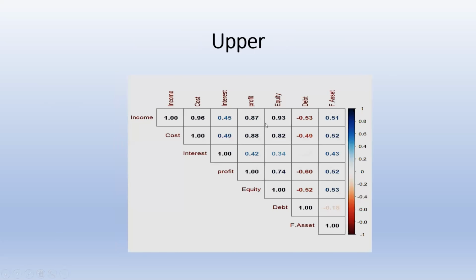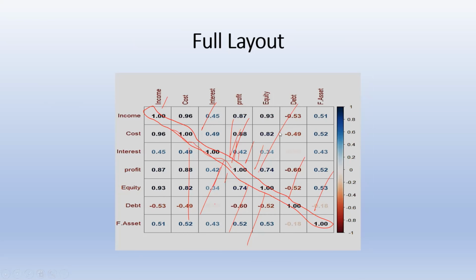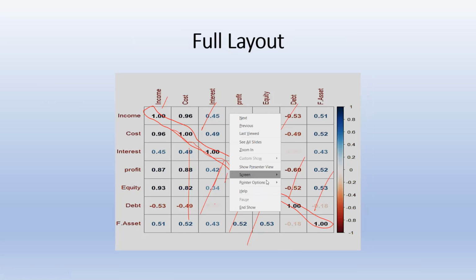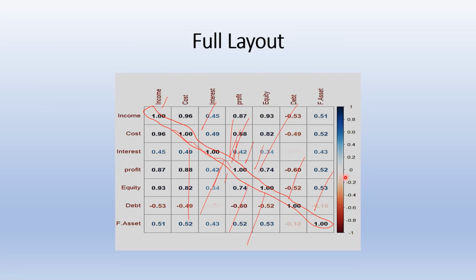Now coming to the upper part. In the upper part we get only this portion. So this is the full layout, which includes the upper part as well as the lower part. So what is the upper part? It is a mirror image of the lower part. And what is this lower part? The lower part is a mirror image of the upper part.